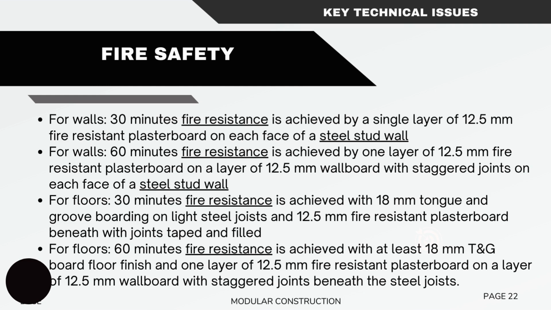We have the walls and floors. So we have the 30 minutes fire resistance achieved by a single layer of 12.5 millimeter fire resistant plasterboard. We have the 60 minutes fire resistance for 12.5 millimeter fire resistant plasterboard on a layer of 12.5 mm wallboard with staggered joints in each face of the steel stud wall. For floors, we have 30 minutes fire resistance for 18 mm grooved boarding on light steel joists and 12.5 mm fire resistant plasterboard beneath with joints taped and filled.